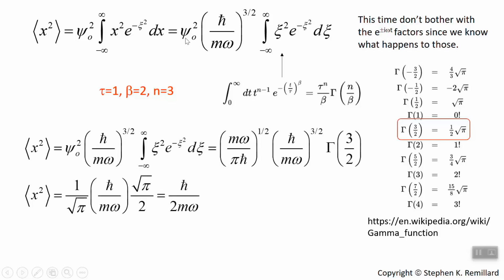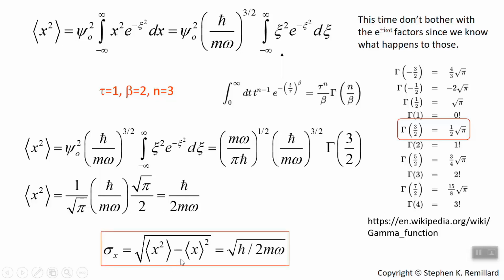I'll replace the psi squared with the amplitude we just normalized for. Square root of m omega over pi h bar is psi 0 squared. You have this term to 3/2 still, and we have the gamma function of 3/2. And replace that gamma of 3/2 with root pi over 2. And simplify, and we find that the expectation value of x squared is h bar over 2m omega. So if we want to find the standard deviation of x, take this and subtract the expectation value squared of x, which we determined already is 0. I'm left with the square root of h bar over 2m omega.